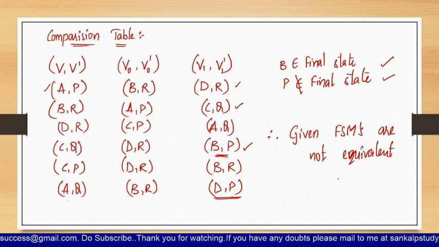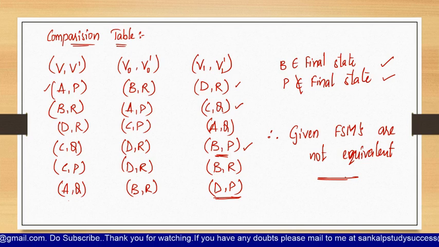So in this way we are going to draw the comparison table by using all the input symbols given in the question. You start with the initial state and continue the process till each and every term is completed. If you get any one term where one belongs to the final state and the other to the non-final state, then you stop the process.